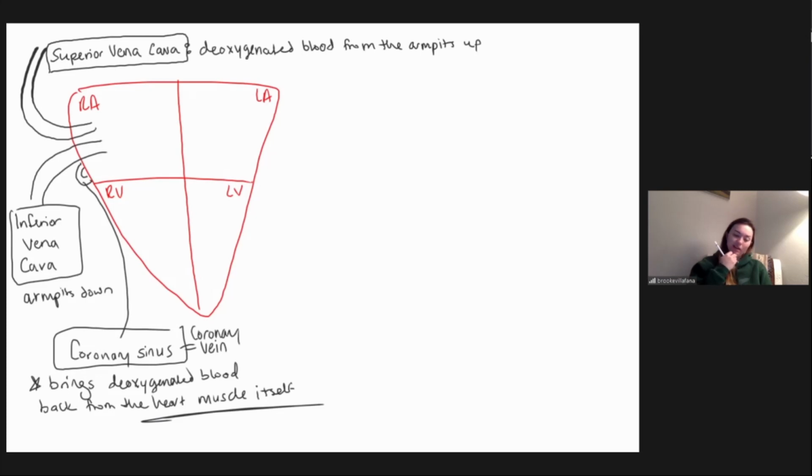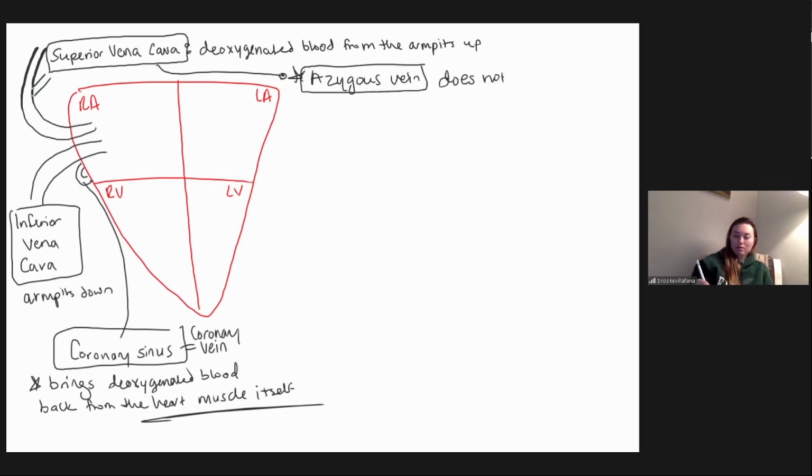And then finally, the other vessel we have, and I'm going to draw it in a different color here so it sticks out. This is the azygous vein, okay? So the azygous vein does not drop directly into the right atria, but into the superior vena cava, SVC, then into the right atria.